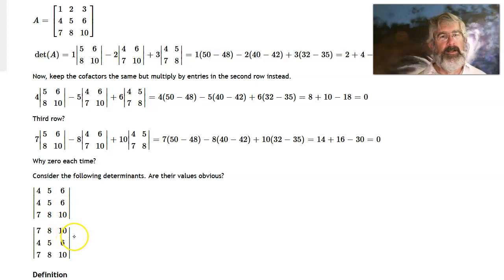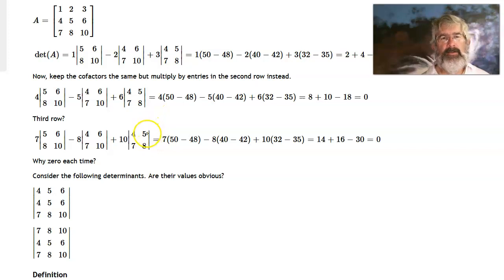Likewise here, this one is 0 because the first row and the third row are the same. Okay. Now my claim is that this first determinant, if I took this by the cofactor method, it would look exactly like this set of calculations right here, because I'm using the first row, 4, 5, 6, and the cofactors from the first row. Likewise, the determinant down here with the 7, 8, 10 on the top, expanding across the first row to find the determinant, would look exactly like this calculation here.